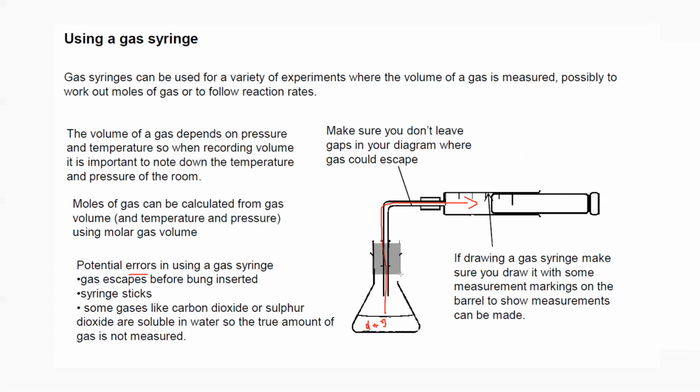To avoid the emission of the gas or gas release during the process, we should quickly close this bung so that only a very small quantity of the gas will escape. Also, some gases like carbon dioxide or sulfur dioxide are soluble in water, so the true amount of gas is not measured accurately. Sometimes the gas might dissolve in the mixture and not come out, which leads to a lower amount of the desired product. Is it clear how we can use a gas syringe to measure the volume of the gas?